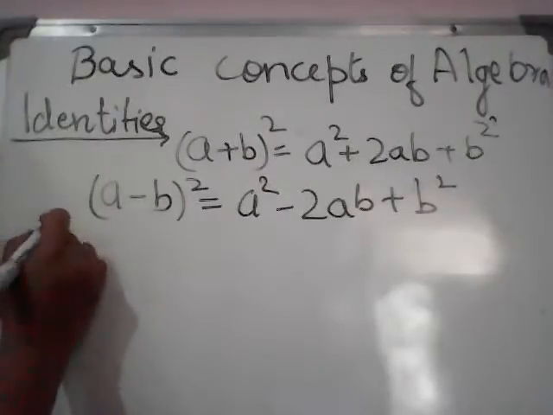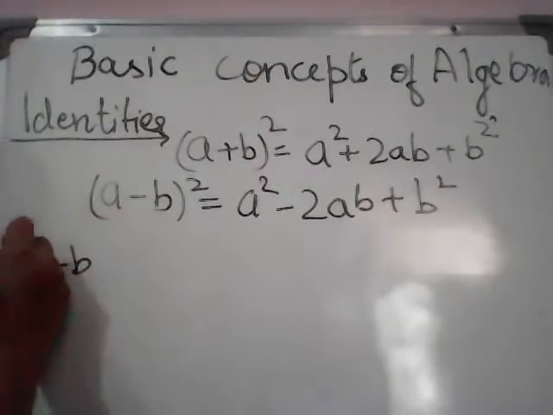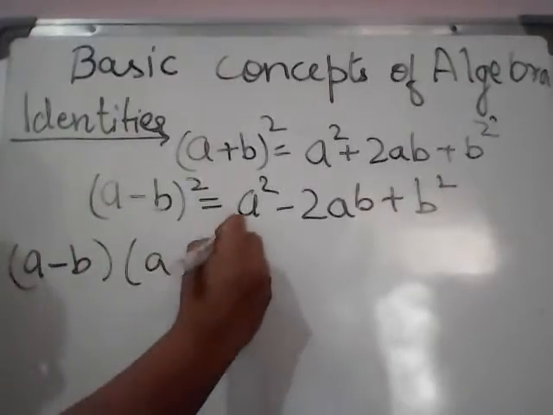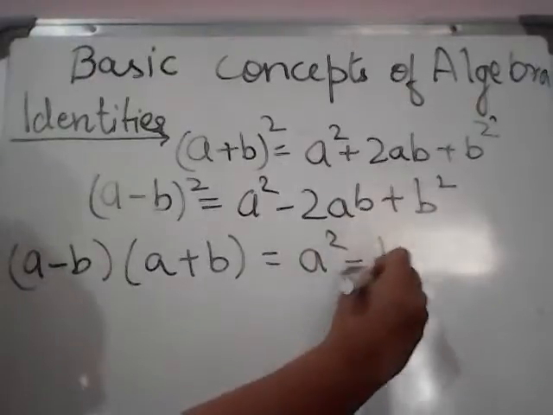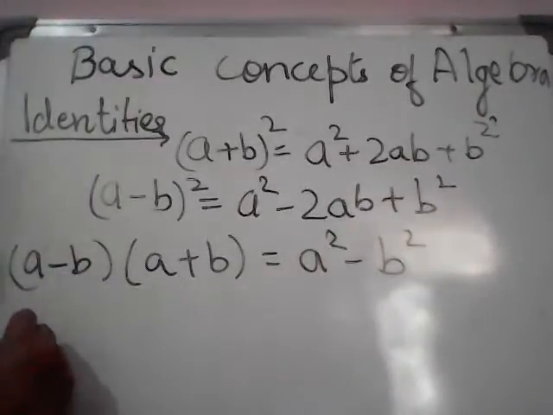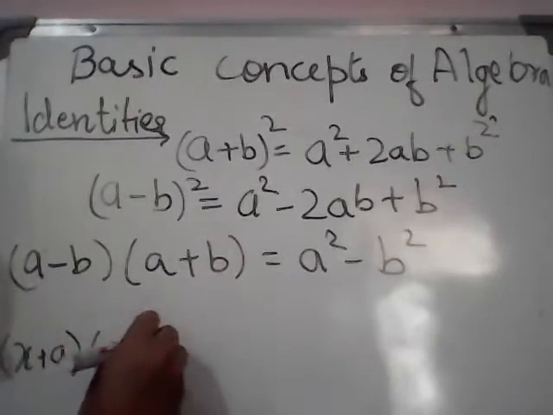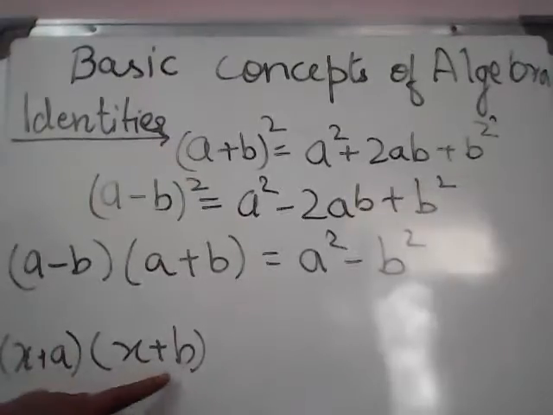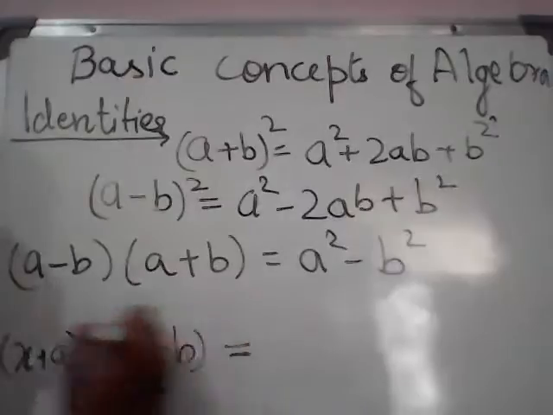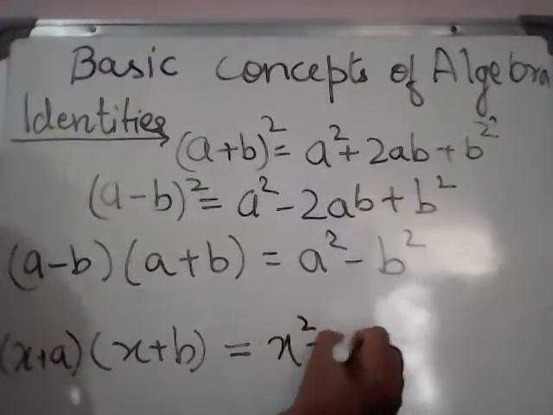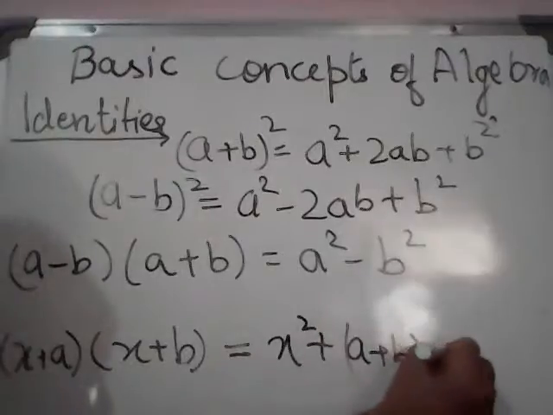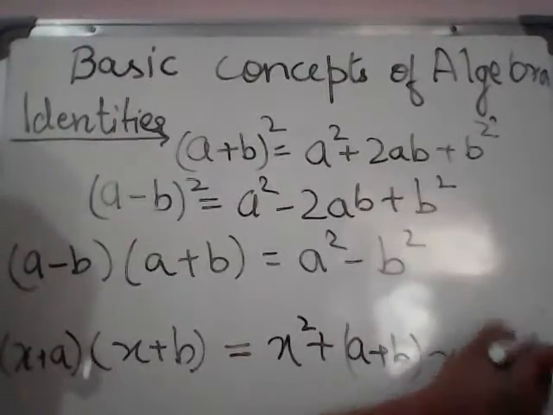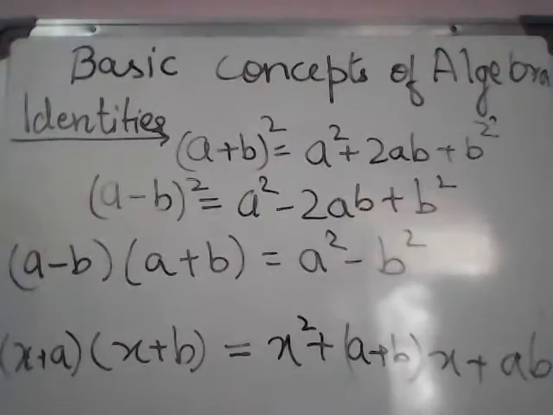Then a minus b and a plus b will be a square minus b square. The last identity is x plus a and x plus b. Here, one variable is the same in both the brackets, and we have two different numbers in the other term. That will be x square plus a plus b x plus ab. Okay, so these are the four identities.